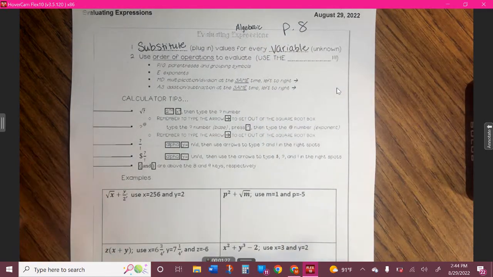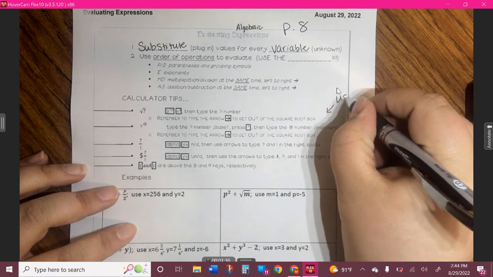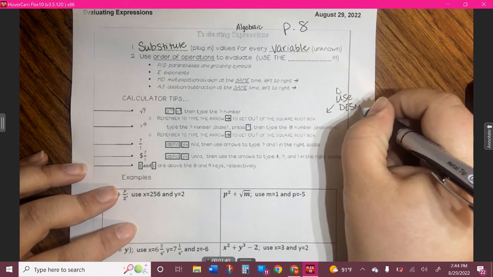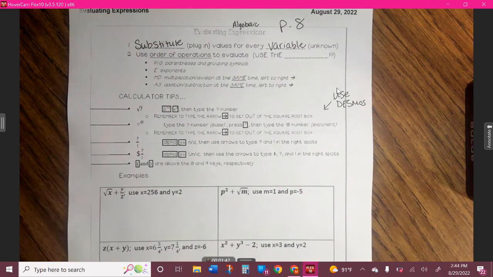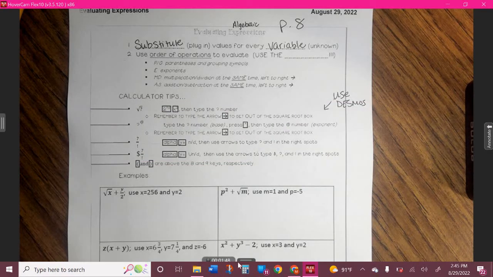Now in class we focused on using the Desmos calculator, right? In class we used Desmos. So in this video I'm going to focus on using the ti-84 calculator. Desmos is nice because that's what you guys typically have access to at home.